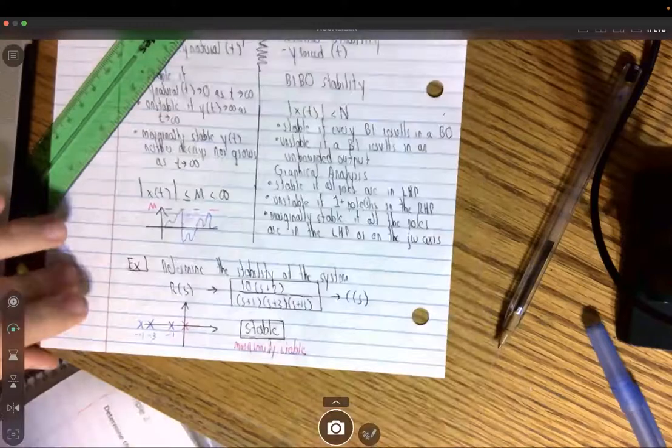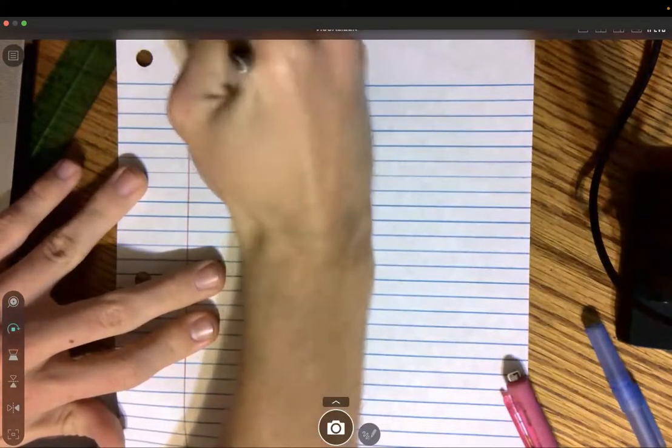Okay. Now that we talked about that, let's get to the next example where we're going to use the criteria. Let's look at this one. Determine the stability of the following system. This one here, I think, is a good one to practice. Okay. So for this example, it's going to be determine the stability.